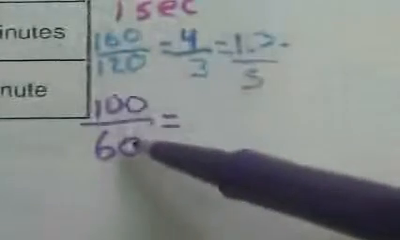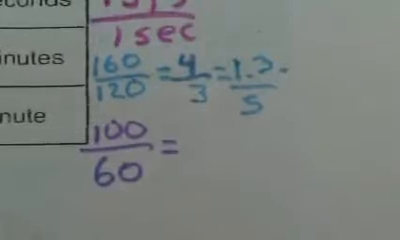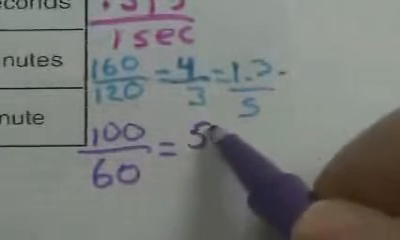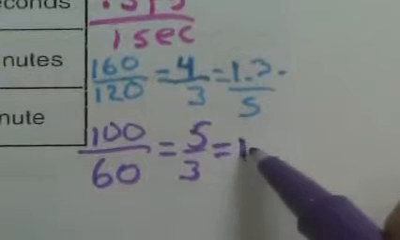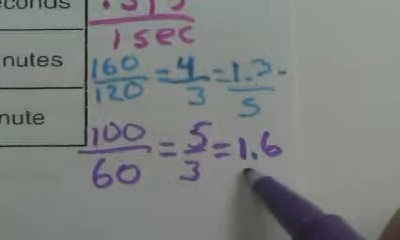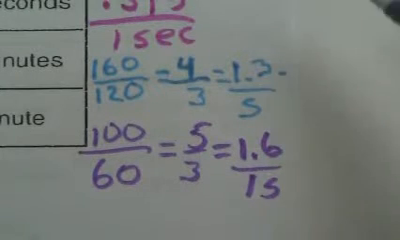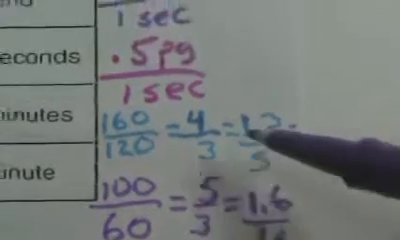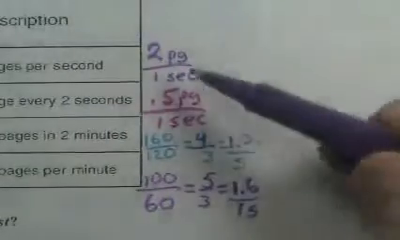That's out. The last one there is 100 pages per 60 seconds, which is 1 minute. 20 will go into both of these. 5/3. And 3 goes into 5 once. It's like 1.6. Okay? So 1.6 per second. Well, 1.6, that's still less than 2 pages per second. It's not even 2 pages per second. So the correct answer then is letter A. That's the fastest.